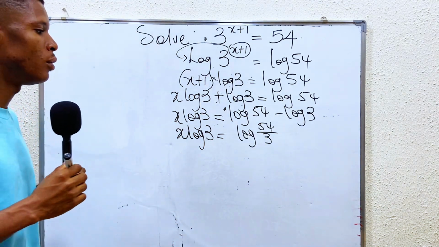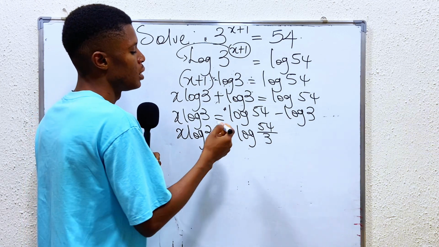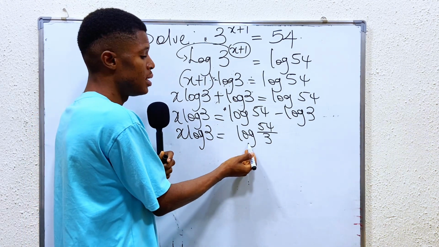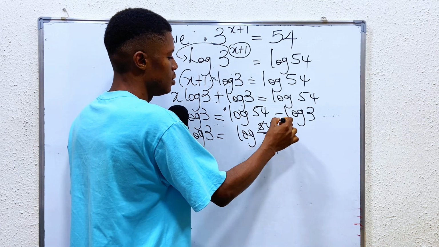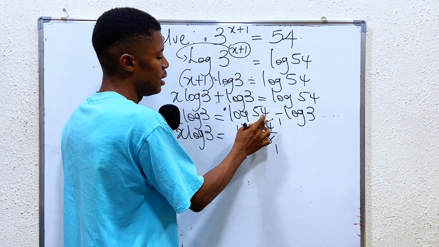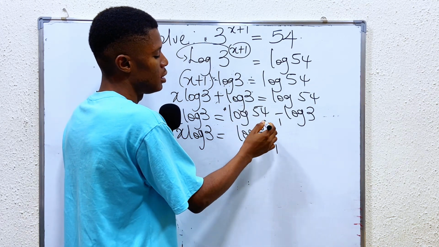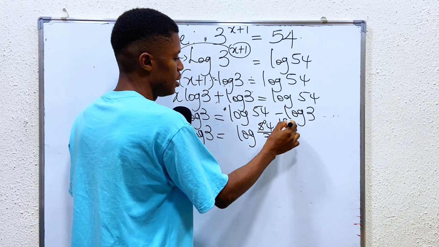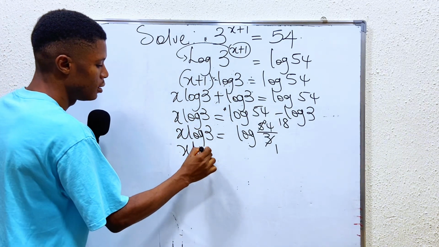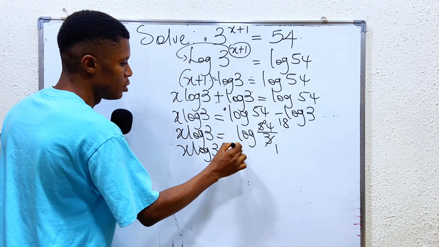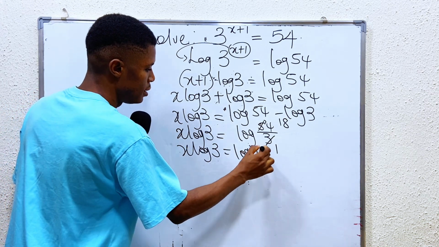Applying that law of logarithm. So when you keep the base the same, 3 can divide to be 1. 3 divide 5 is 1. 3 divide remainder 2, 3 divide 24 is 8. So basically we have x log 3 is equal to log 18.